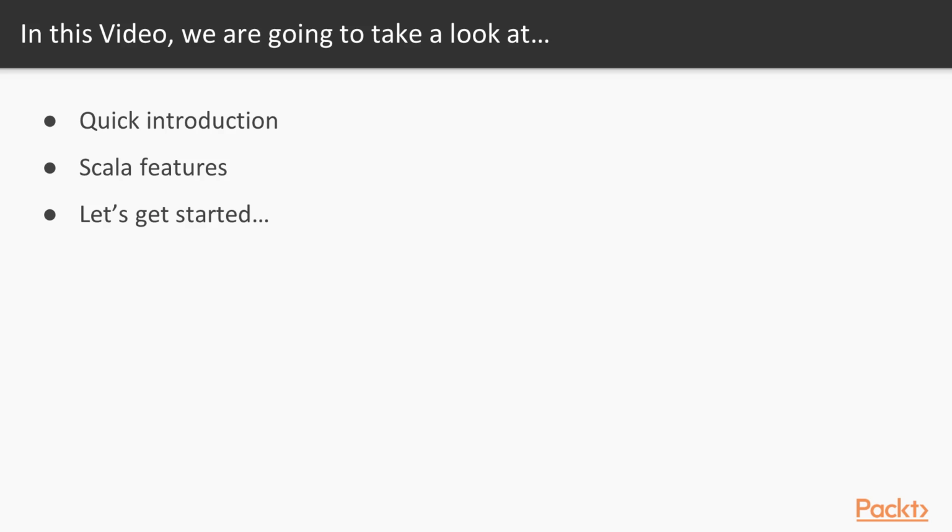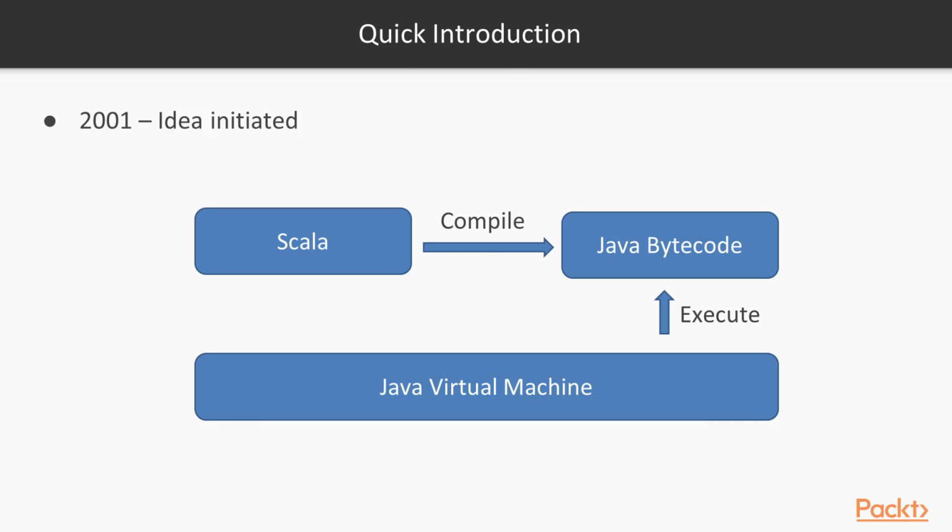Now we move on to the first video of this section. In this video, we are going to look at the quick introduction of Scala, Scala features, and get started with Scala. So let's start with the Scala introduction first. Scala was started by Martin Odersky in 2001 and the first public release was January 20th, 2004. Martin contributed generics to Java and also worked to produce the reference implementation of the Java compiler javac that ships with the Java Developer Kit, JDK, today.